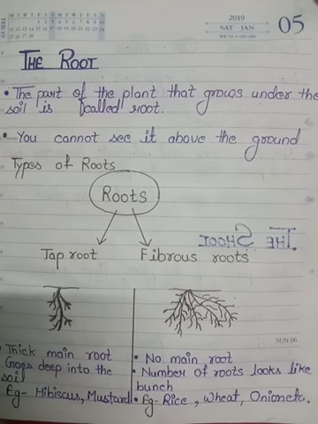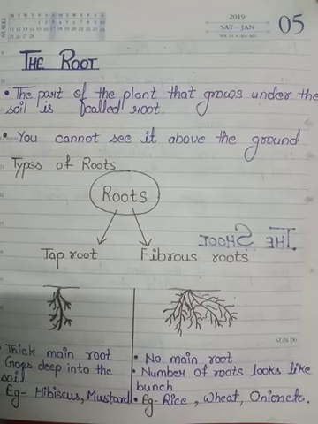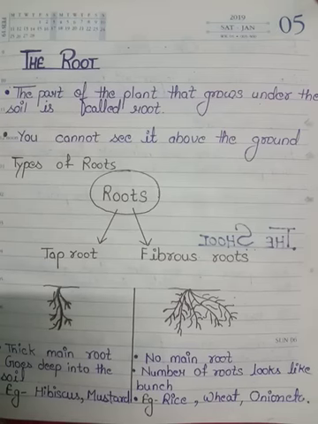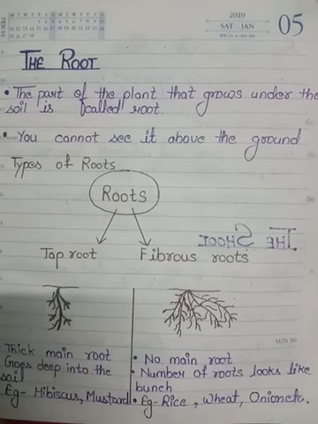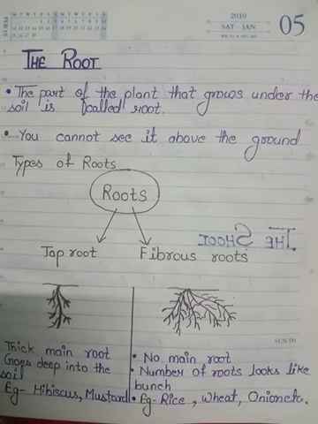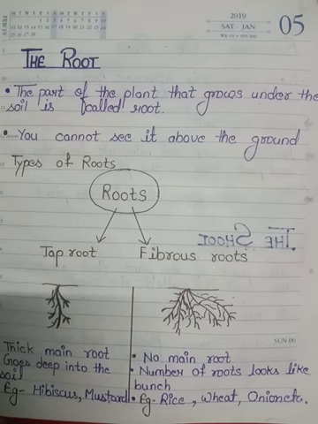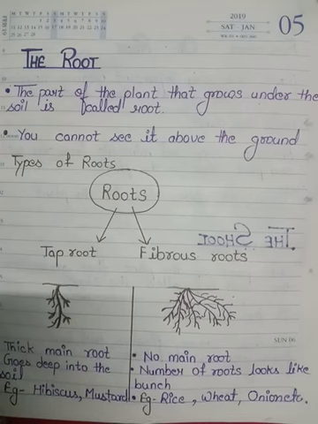Now we will discuss about types of roots. There are generally two types of roots, taproot and fibrous root. Taproot is a thick main root. It goes deep into the soil. Look at this diagram. Here there is a single main root and it is going deep into the soil. Examples of taproot are hibiscus, mustard, etc.